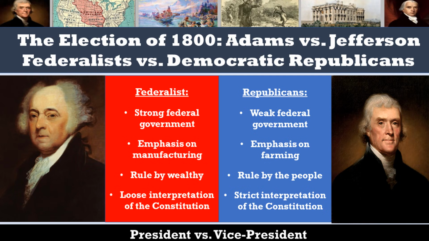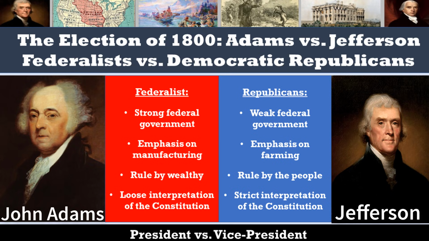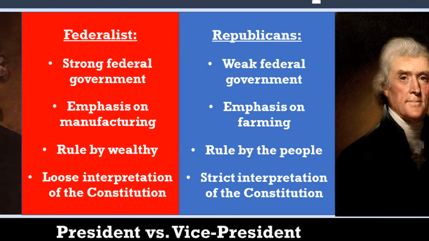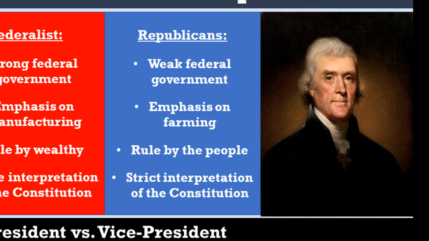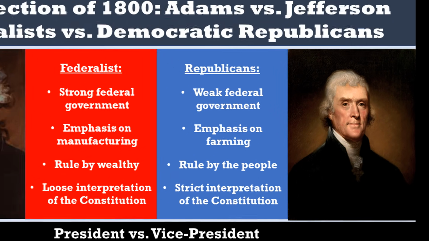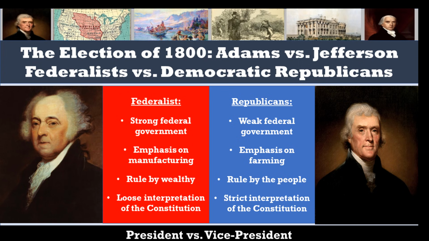The election of 1800 featured Federalist President John Adams running for re-election versus Democratic Republican Thomas Jefferson. The Federalists, again, wanted a strong central or national government. They wanted to promote manufacturing and were often seen as the party of the wealthy, and they practiced a loose interpretation of the Constitution. The Republicans wanted a weak national government, emphasizing farming and rule by the people, and a strict interpretation of the Constitution, and we'll explain what that means in a little bit.